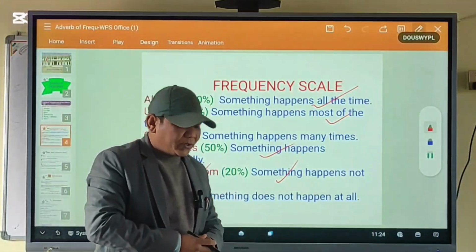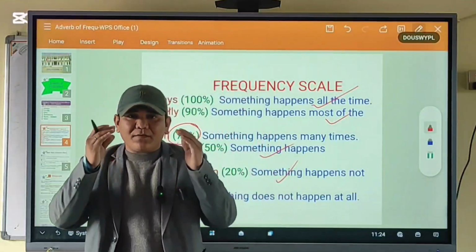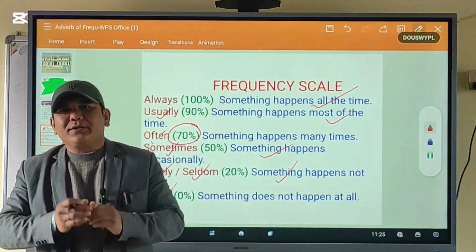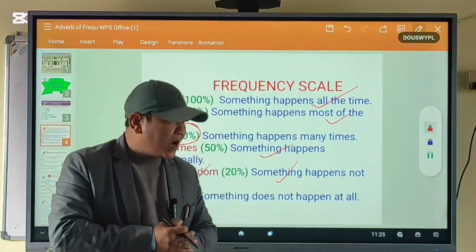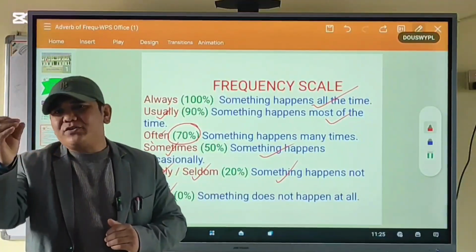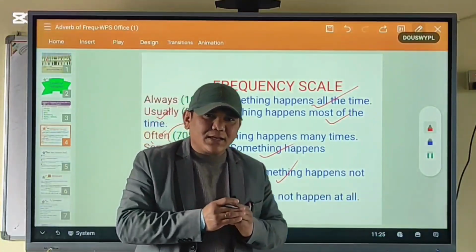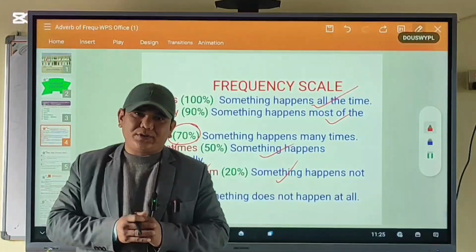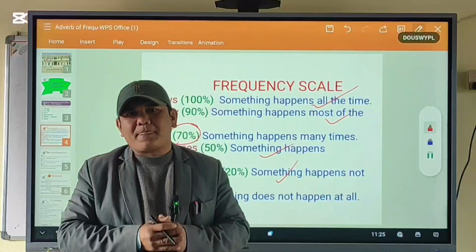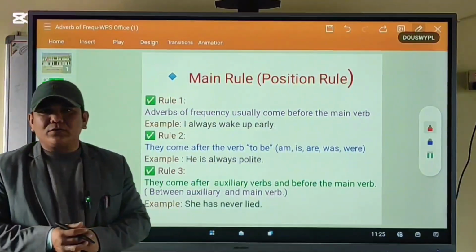Now, a very important question is, where is adverb of frequency used? Where is adverb of frequency used in a sentence? This is a very useful and important question. Right now, we know in which situations adverbs of frequency are used. But now the important question is, where is an adverb of frequency used in a sentence? This is a very important question. And for this, we have different positional rules. Okay, I'm going to show you different positional rules. Look at these positional rules, main rules.